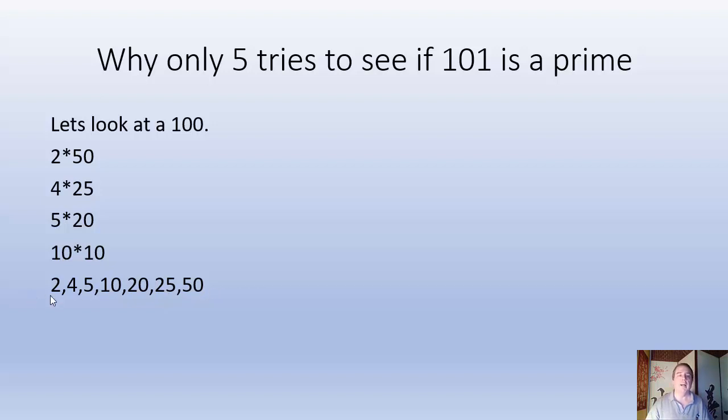Now let's go through here and start dividing. Well, 2 goes into 100 50 times. 4 goes into 100 25 times. 5 goes into 100 20 times. 10 goes into 100 10 times. 20, whoa, whoa, whoa. I don't need to test 20, because 20 was the result when we divided by 5. 25, I don't need to test, because it was the result of 4. And 50, I don't need to test because of 2.